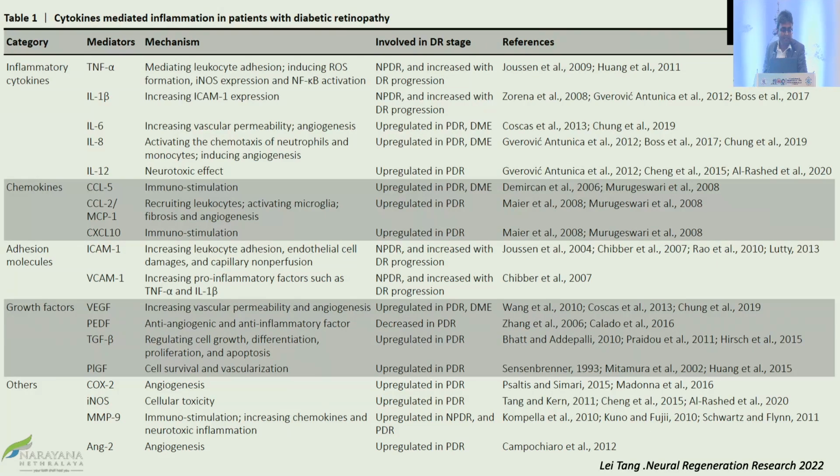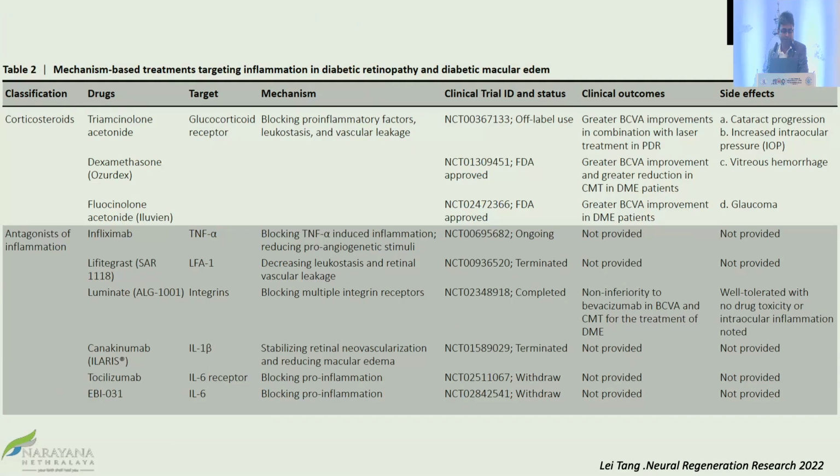So this is a slide showing the different inflammatory cytokines, the chemokines, adhesion molecules, growth factors. So you can see what all happens in different stages of diabetic retinopathy. You can see the progression. Some are linked to the NPDR and increased with DR progression, but the basic things are the TNF-alpha and the interleukins that start the process, and from there it picks up and goes into a complex cascade.